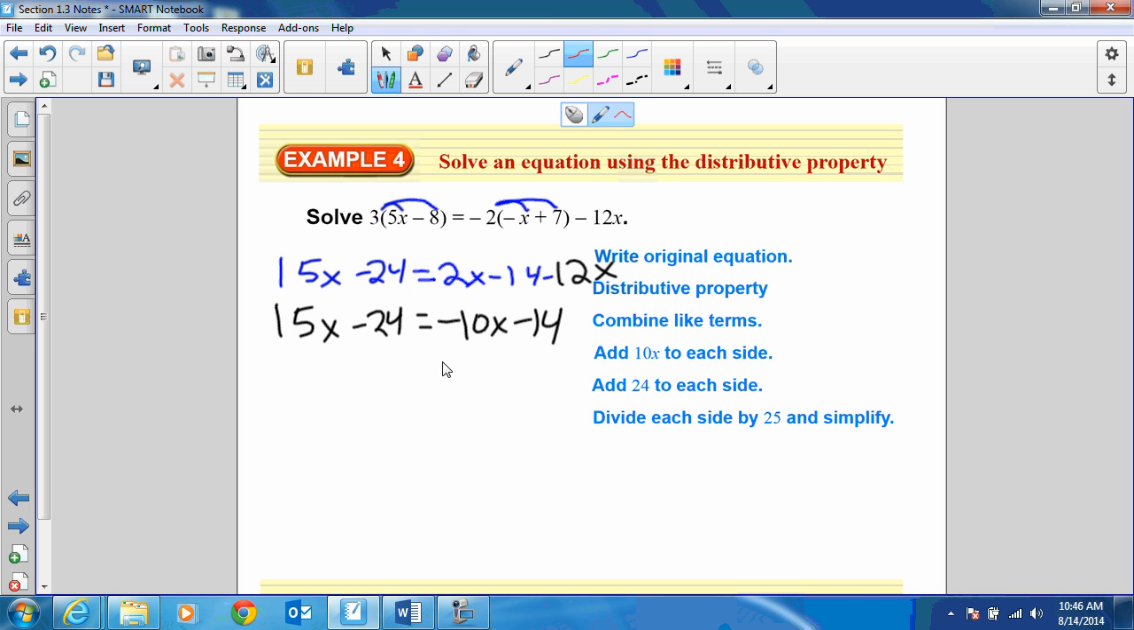Then we have to add 10x to both sides. You could also subtract 15x from both sides, but in this case, you'll get your variables on the left, which usually people like, and also you'll keep your variables positive, so I think it's easier to add 10x. But you could do it the other way too. So you got 25x minus 24 equals negative 14.